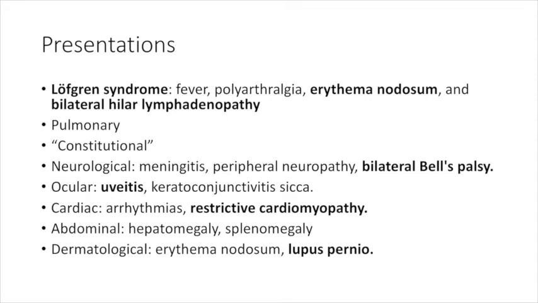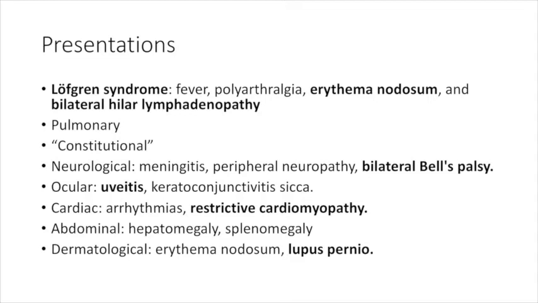So sarcoidosis can have a number of presentations. The most common is Lofgren syndrome, which is also thought to be an acute presentation of sarcoidosis, which can come as fever, polyarthralgia, erythema nodosum, and bilateral hilar lymphadenopathy, and this is usually self-limiting. And as you can see, you have lots of other different presentations.